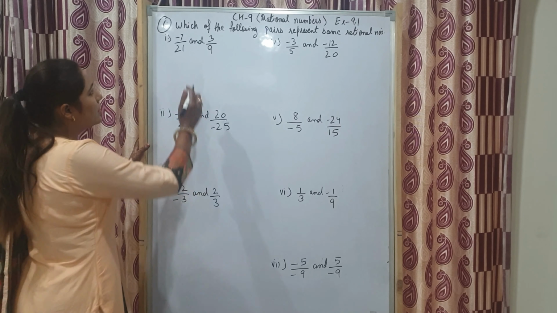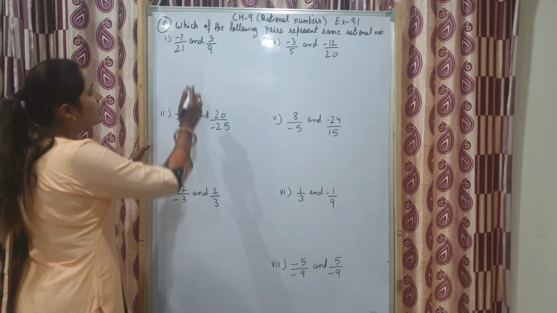So we will write in the answer: they are not the same rational number. Why are they not the same? Because this rational number is a negative rational number and this one is a positive rational number. Positive rational numbers and negative rational numbers are never the same.